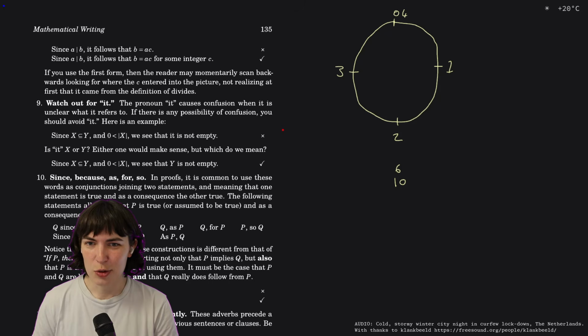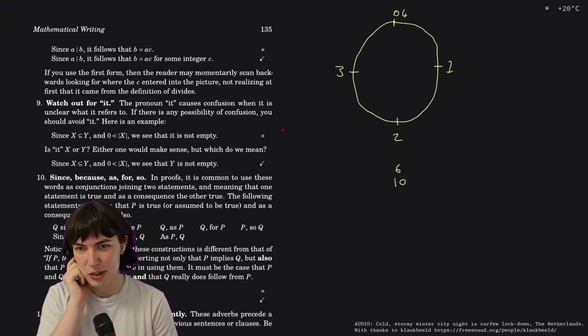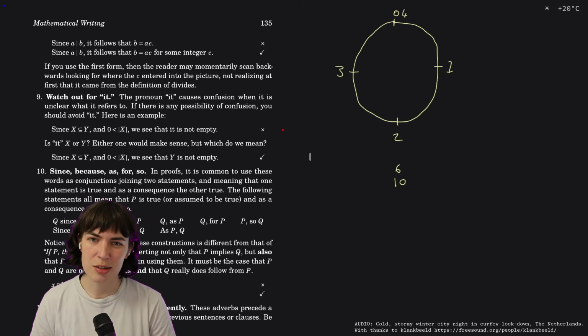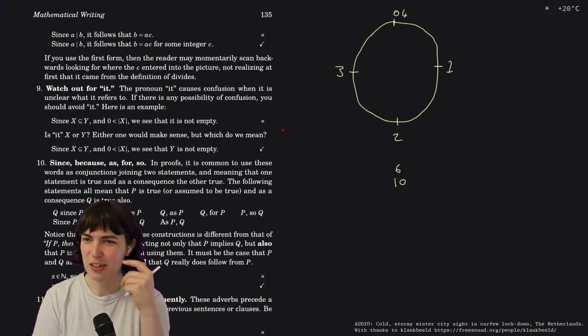If you use the first form, then the reader may momentarily scan backwards looking for where C entered into the picture, not realizing at first that it came from the definition of divides. Oh gosh, I'm getting tired. Long day.